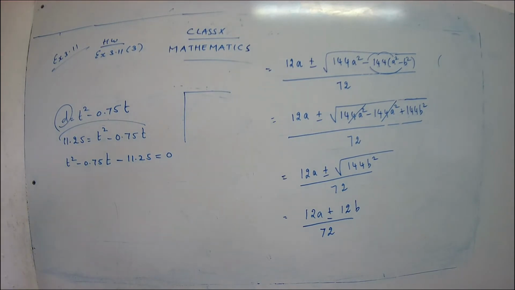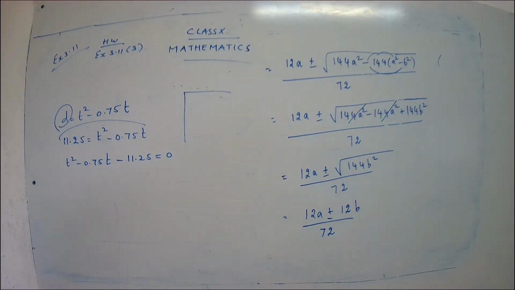So now let's start with the next sum. We have completed exercise 3.11. Now we are going to move to a new exercise, that is 3.12. In this we are going to solve problems involving quadratic equations. A statement would be given, we are going to find out from the statement and get the answer. Let's go for the sum.